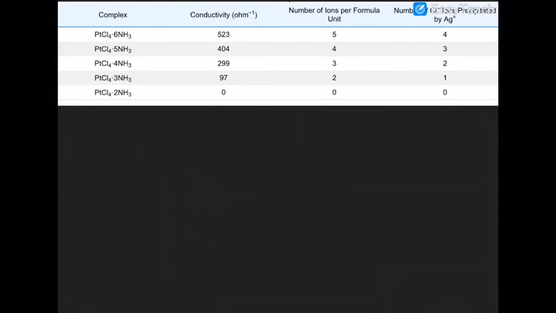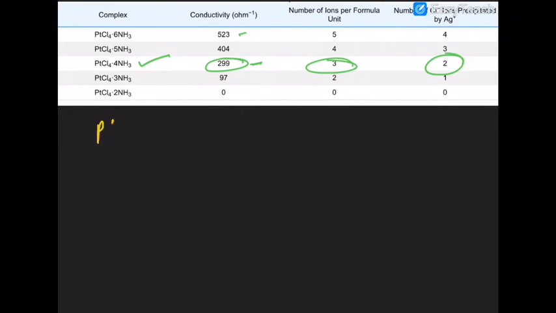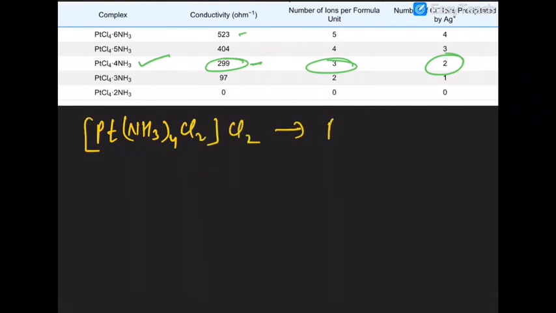Now let's look at example number 3. This is the complex PtCl4 with 4 ammonia. Here you can see conductivity values are very low in comparison to the first case. Why? Because the number of ions per unit formula is only 3, and only two chloride ions are outside the sphere. Let's see how it can be shown. Platinum, ammonia 4, Cl2 and Cl2.